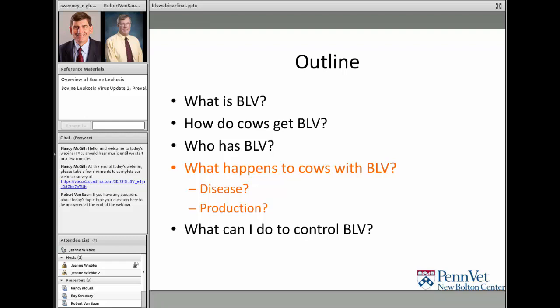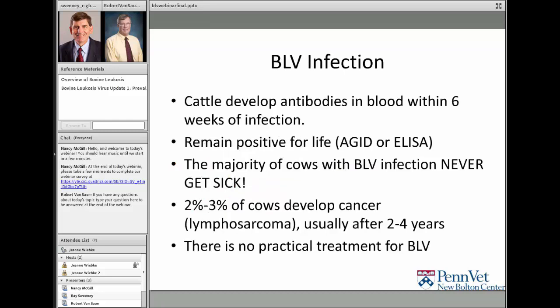So now let's talk about what happens to a cow once she's infected with BLV, with the virus. What disease does it cause, and what is the effect on her production? Just as a reminder, I mentioned that when a cow is infected, within 4 to 6 weeks she'll develop antibodies in her blood, which will be a signal for people doing the diagnostic test that she's infected, and she'll stay that way for the rest of her life.